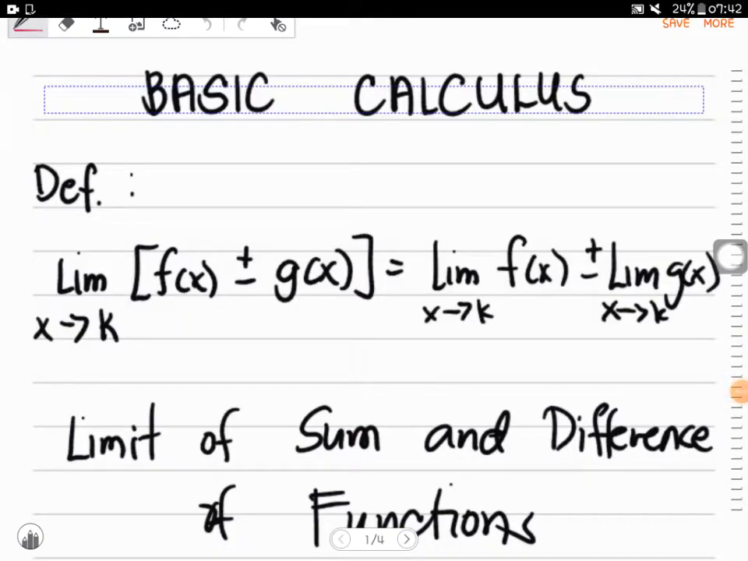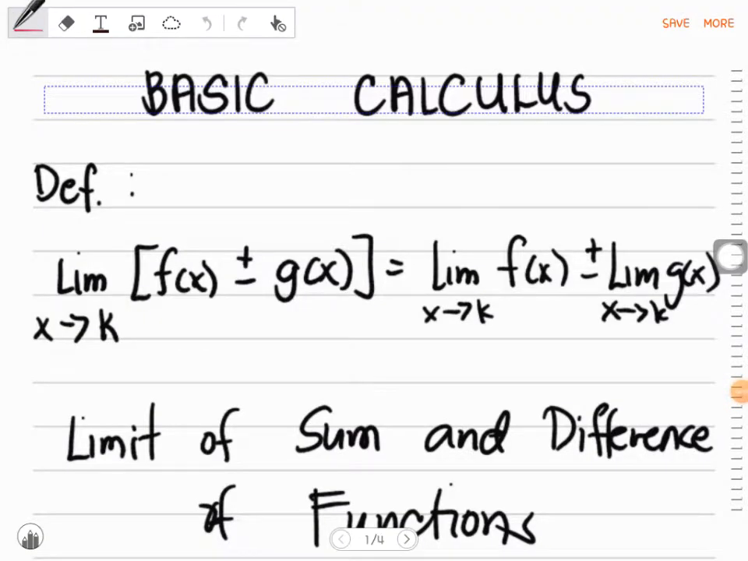Good day, everyone. Our topic for today is all about limit of sum and difference of functions. Based on its definition, we have limit of square bracket f of x plus or minus g of x as x approaching k, which is equal to limit of f of x as x approaching k plus or minus limit of g of x as x approaching k.